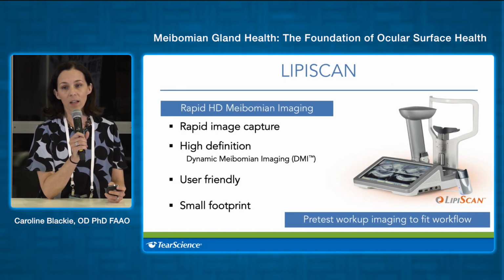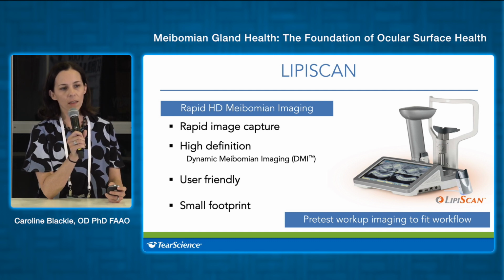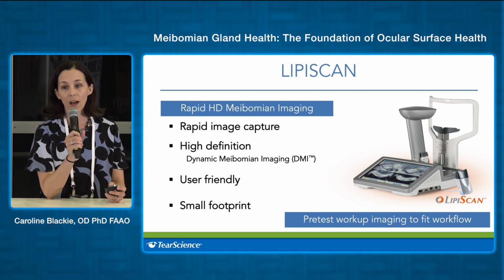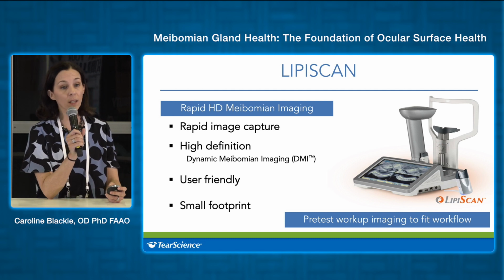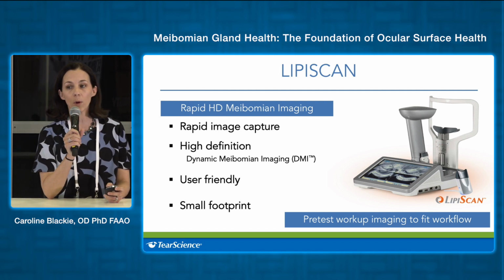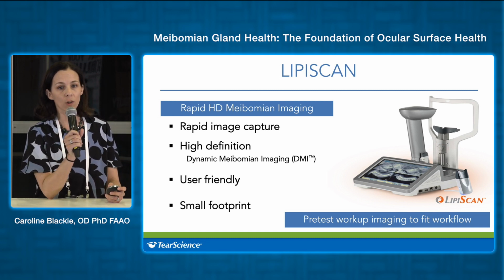The LipiScan is technology that is designed for rapid imaging of meibomian gland structure. Using a combination of transillumination IR and surface IR, the LipiScan is able to produce high-resolution, high-quality images of the meibomian gland structure. The LipiScan is both user-friendly to the patient and the technician. It has a small footprint and is specifically designed for the routine imaging of meibomian gland structure in any and all patients without obstructing your workflow.